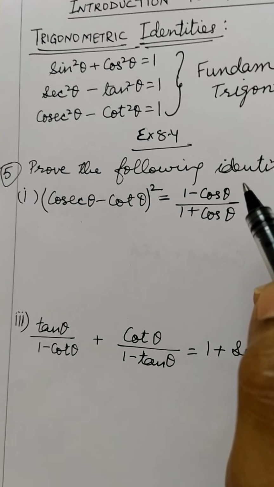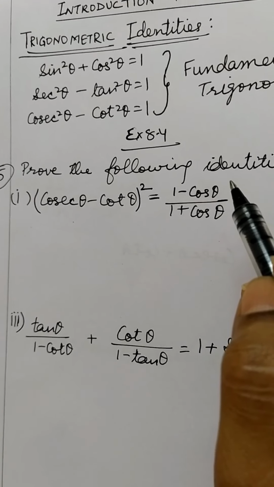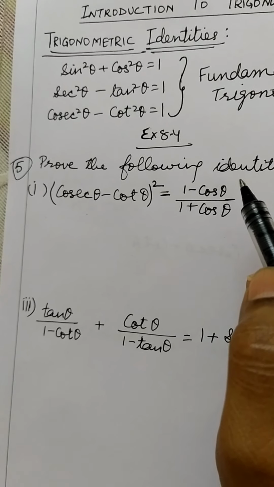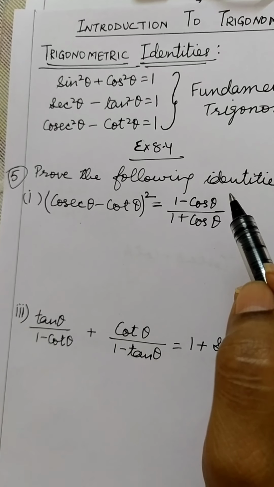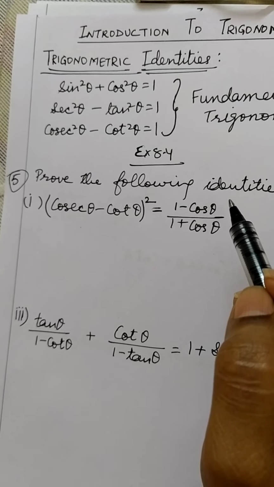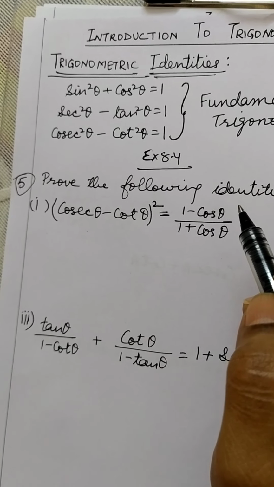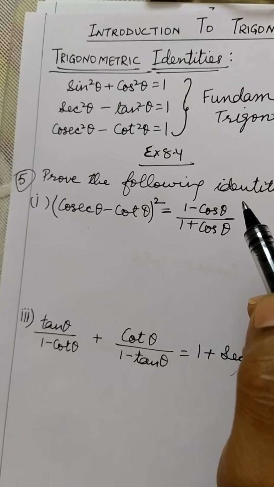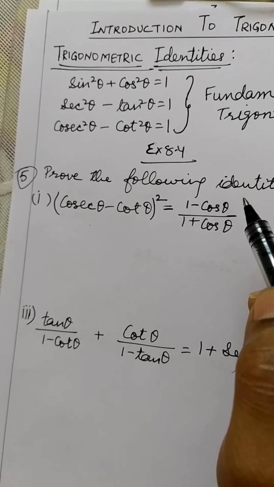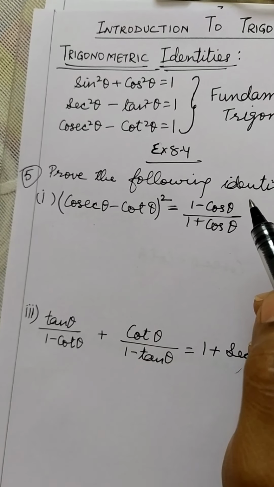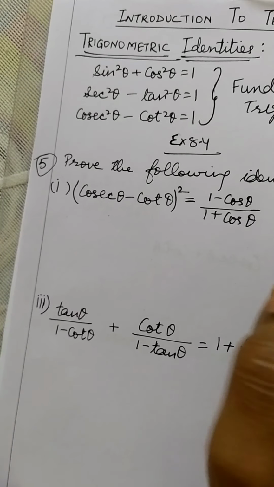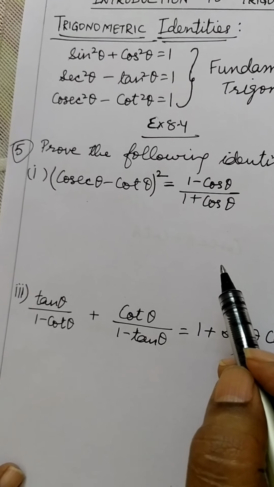Let us recall once again that sec theta and cos theta are reciprocals of each other. Cosec theta and sin theta are reciprocals of each other. Tan theta and cot theta are reciprocals of each other. Tan theta can be written as sin theta upon cos theta. So keep in mind all these basic concepts and we prove these identities.